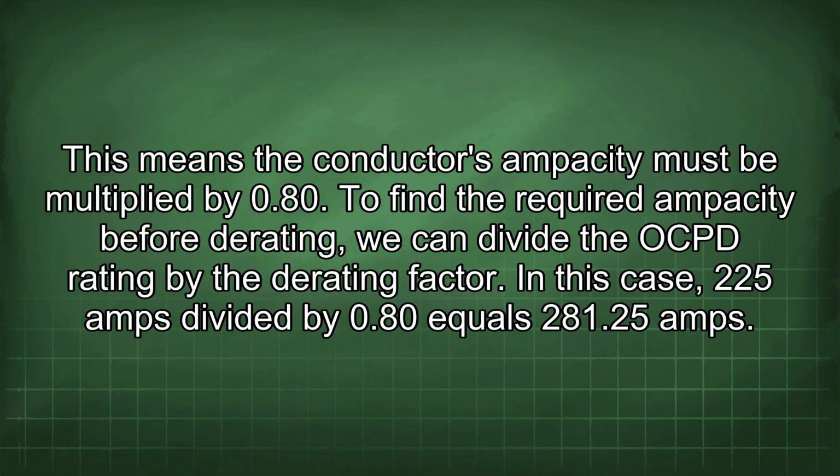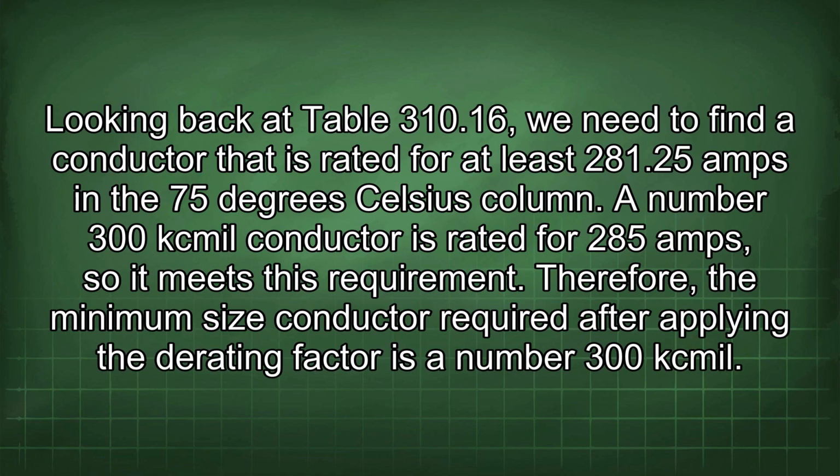281.25 amps. Looking back at Table 310.16, we need to find a conductor that is rated for at least 281.25 amps in the 75 degrees Celsius column. A 300 kcmil conductor is rated for 285 amps, so it meets this requirement. Therefore, the minimum size conductor required after applying the derating factor is 300 kcmil.